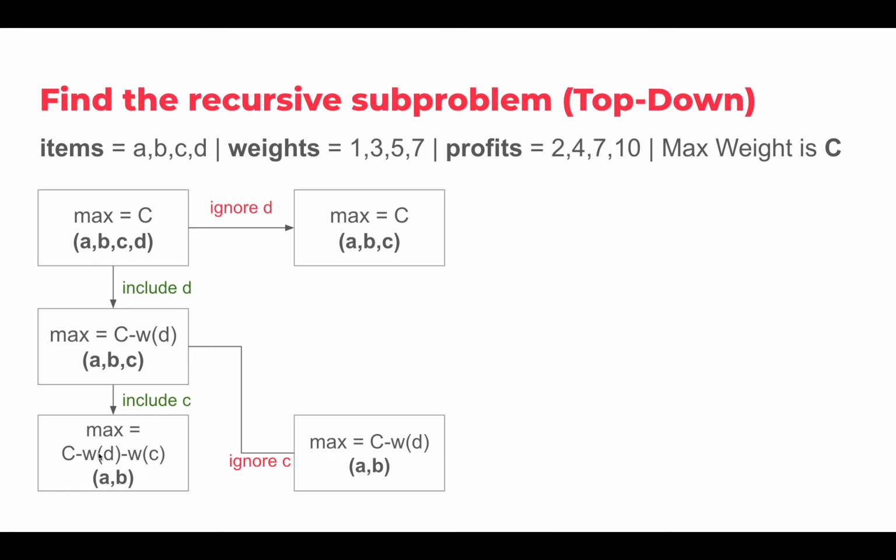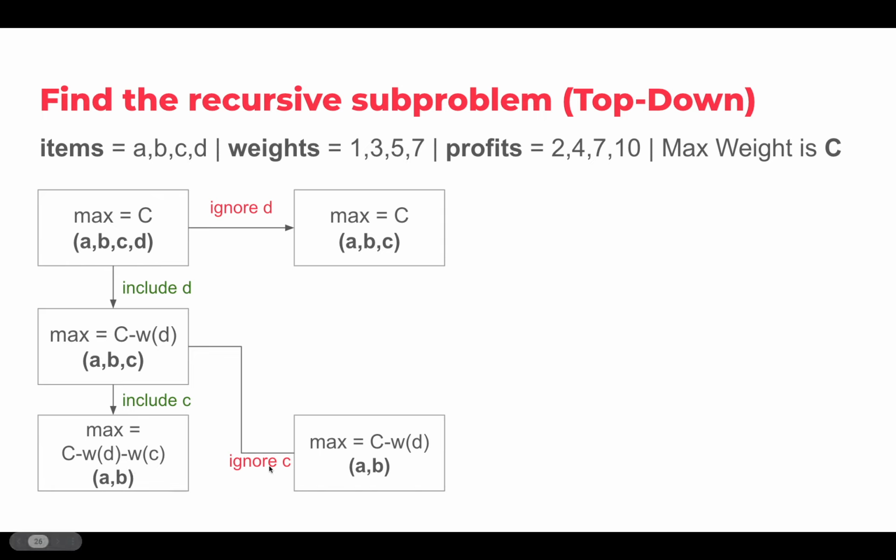And the second branch there as well is, what if I ignore C? So the maximum weight remains the same. So it's still going to be C minus the weight of D, what we computed from the previous function, but the items remain 2. So I've decided to ignore C. I'm not going to include it. So it means I'm only going to make my optimal choice from A and B.